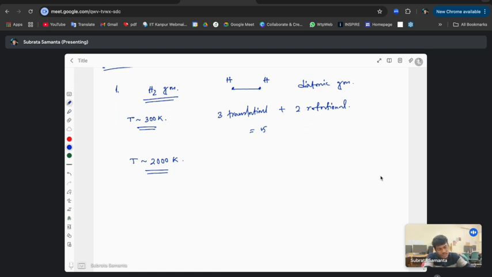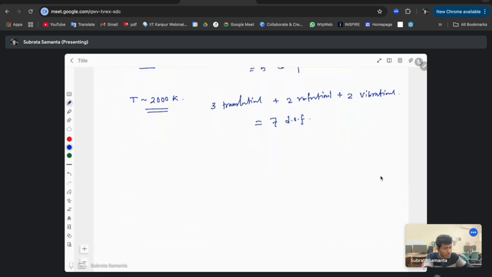So if the temperature is around 2000 Kelvin, in this case there are 3 translational plus 2 rotational, and there is one mode of vibration, and each mode of vibration has 2 degrees of freedom. So 2 vibrational degrees of freedom, right? So a total of 7 degrees of freedom in this case, right?